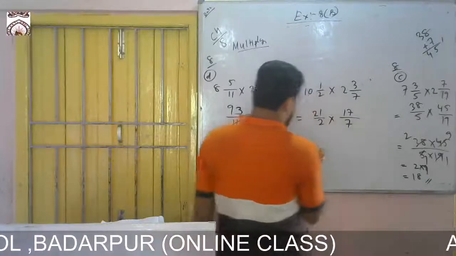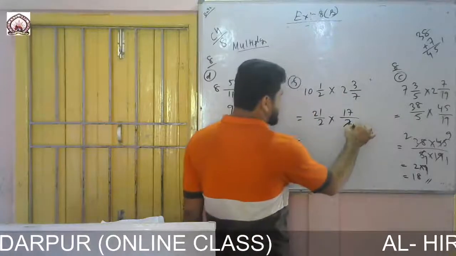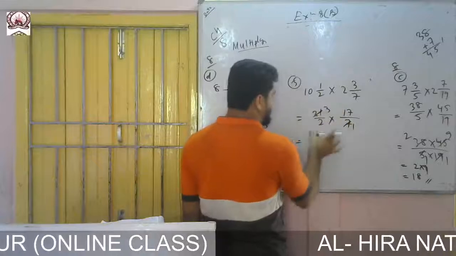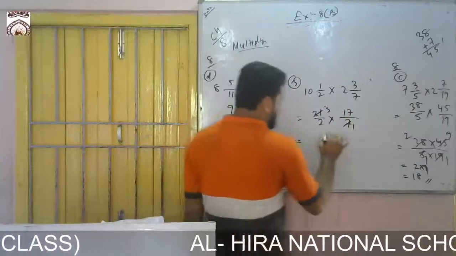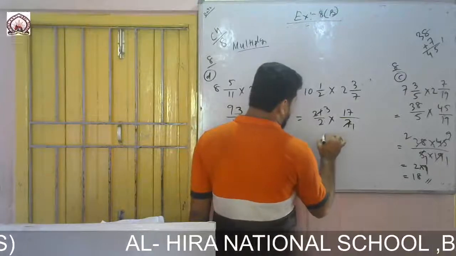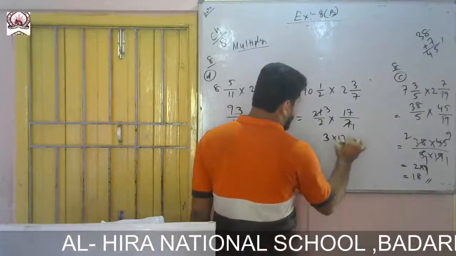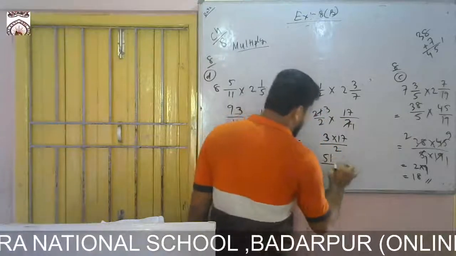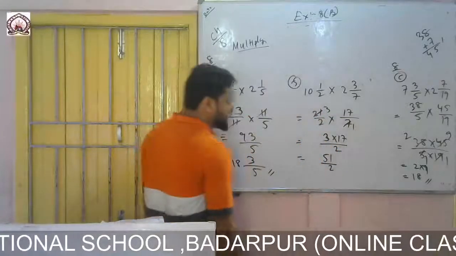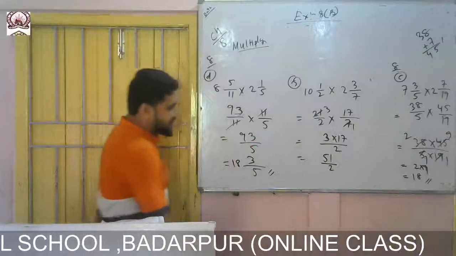17 by 7. Now you see, 3 1s are 3, 7 3s are 21. Now I cannot get what? Now this cannot get further divided. So 3 into 17 by 2. So 51 by 2. 17 3s are 51. 51 by 2. Now what?